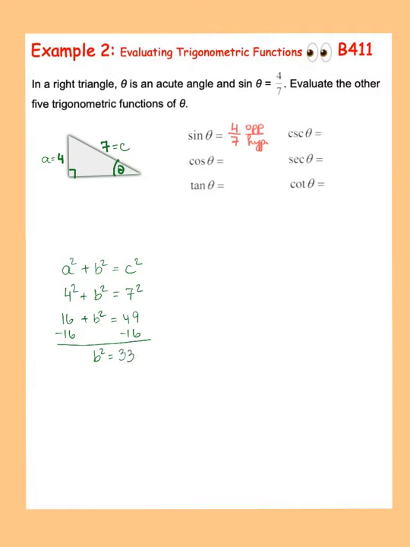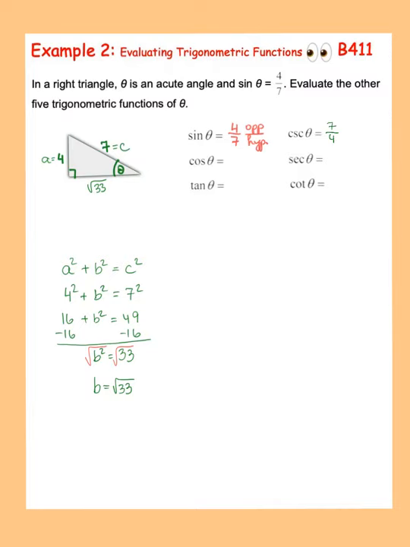And then I take the square root of both sides. So I know that side b will have a length of the square root of 33. I'm not going to evaluate the square root of 33. I'm going to leave it as a radical because that is our most accurate answer. So let's move on to the reciprocal function of sine, because we know that sine is 4 over 7. We also know that the reciprocal function, cosecant, is going to be 7 over 4.